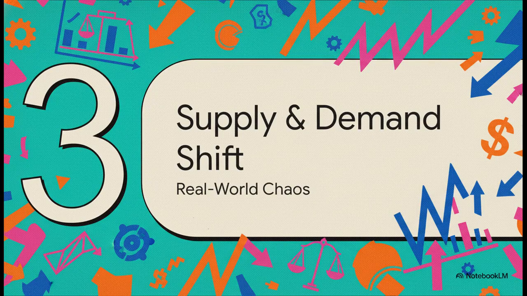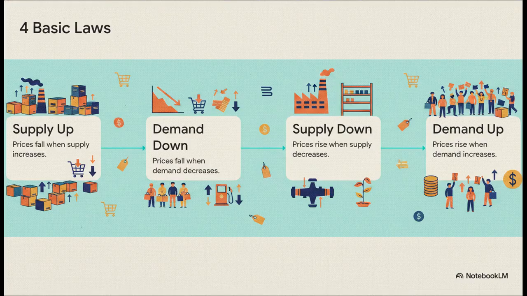Which brings us to Section 3, when supply and demand shift, also known as real-world chaos. Because let's be real, the real world is almost never perfectly balanced for very long. So, let's look at what happens when things get a bit chaotic. It is so fascinating how every single complex market fluctuation breaks down into 4 really simple predictive rules. Check this out. If supply goes up or demand goes down, prices fall. Conversely, if supply drops or demand spikes, prices rise. Whenever you see a price change at the grocery store or the gas pump, it is almost always just one of these 4 rules playing out in real time.